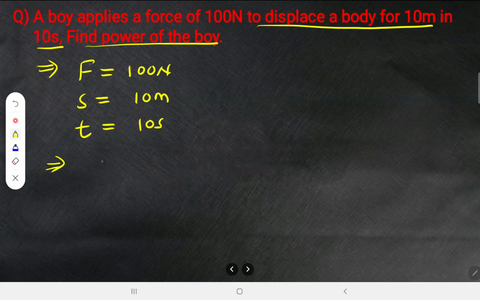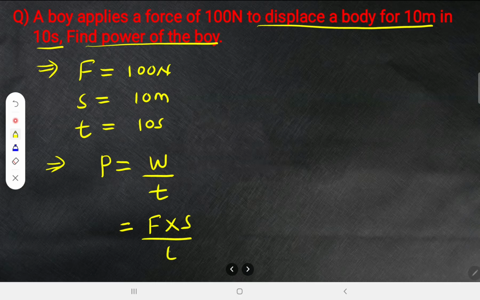So what is the formula for power? Power is equal to work done divided by time taken. Now what is the formula for work done? Do we have any formula for work done? Definitely force and displacement is there, so it becomes force into displacement divided by time taken. That's what power is all about.